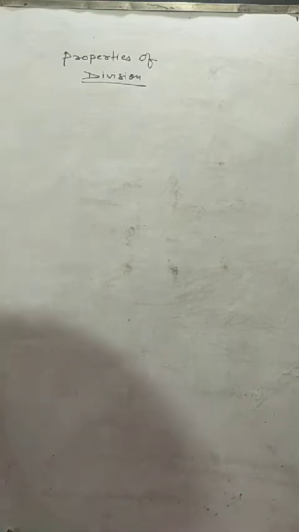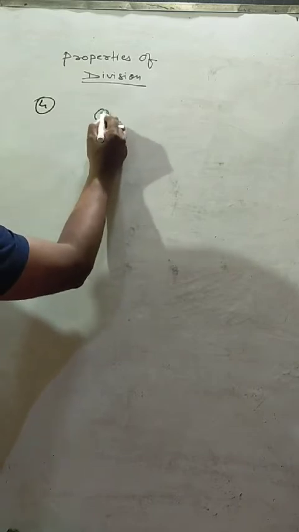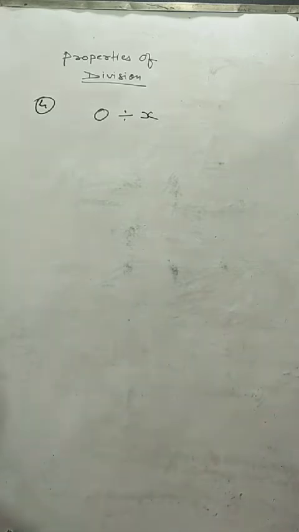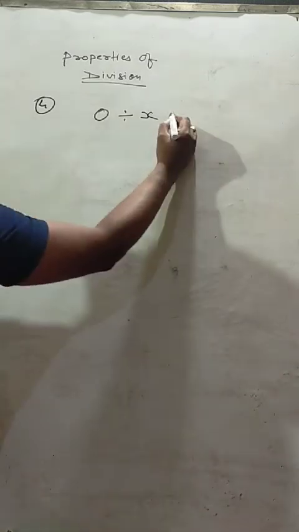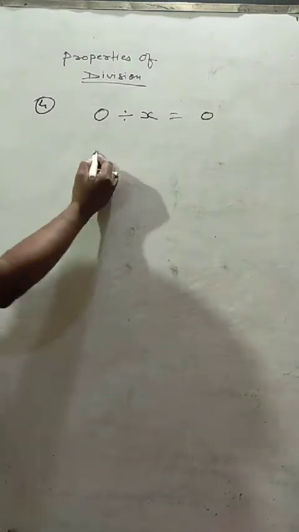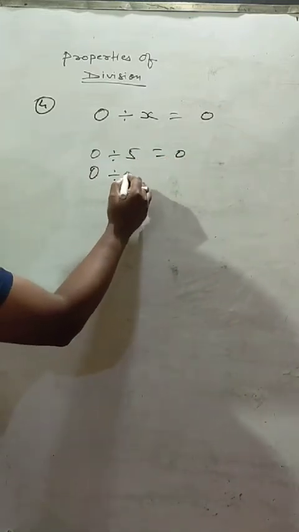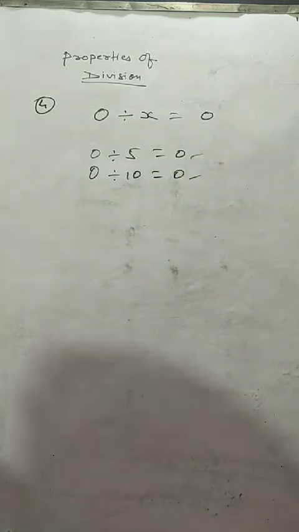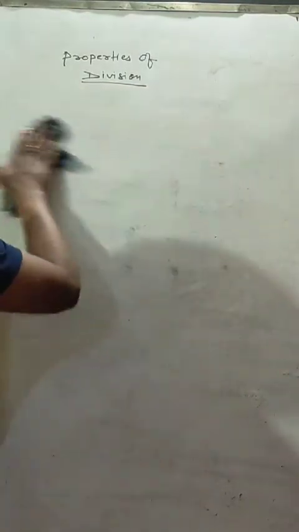Okay. Next, fourth property. If we divide 0 by another integer, the result is always 0. Suppose 0 divided by 5 is equal to 0. 0 divided by 10 is always 0. Keep in mind, all these properties are very important and will help you to solve the exercise.